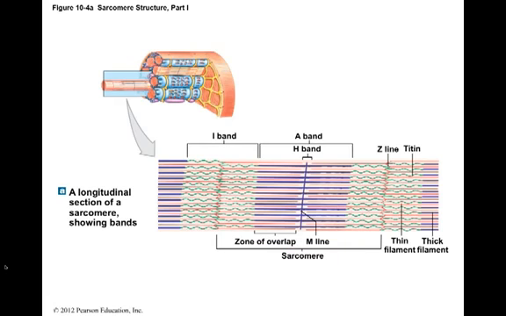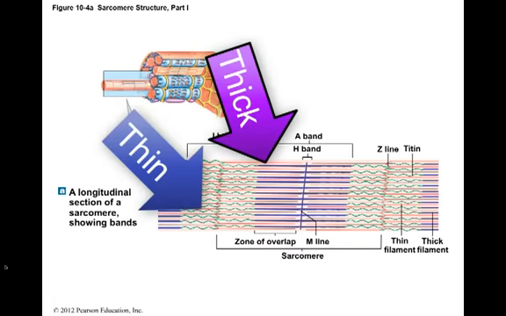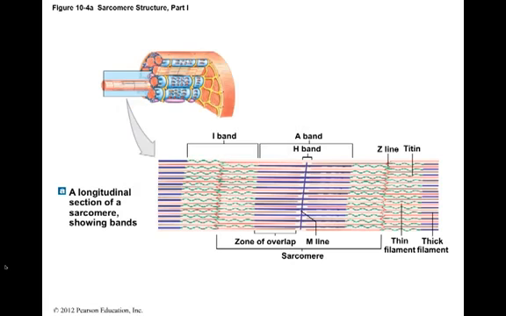A sarcomere contains thick filaments, thin filaments, proteins that stabilize the positions of the thick and thin filaments, and proteins that regulate the interactions between the thick and thin filaments. The thick and thin filaments are different in size, density, and distribution. These differences account for the banded appearance of each myofibril. The thick filaments are at the center of each sarcomere. Proteins of the M line connect the central portion of each thick filament to neighboring thick filaments.